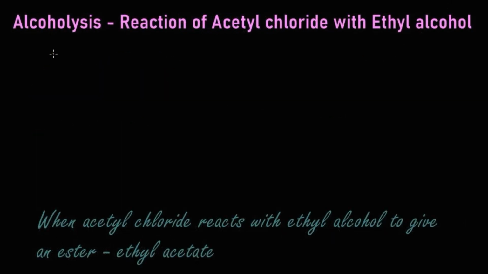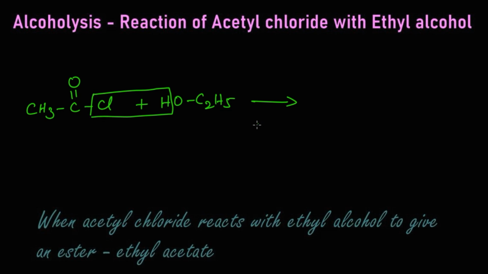Next, alcoholysis reaction, that is reaction of acetyl chloride with ethyl alcohol. CH3 C double bond O Cl. This is acetyl chloride. We are going to react it with ethyl alcohol, that is HO C2H5. What happens during the reaction? The chlorine from the acetyl chloride and the hydrogen from ethyl alcohol will leave as HCl. This part will get attached to this carbon and we get an ester, CH3 C double bond O O C2H5. The name of this compound is ethyl acetate or ethyl ethanoate.